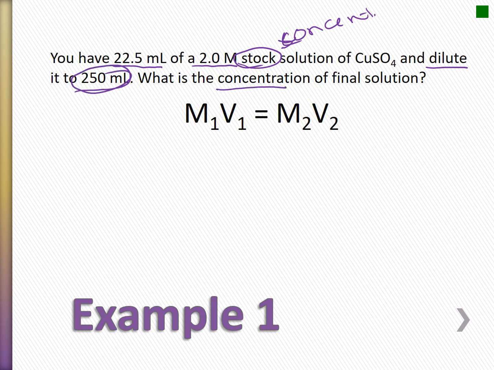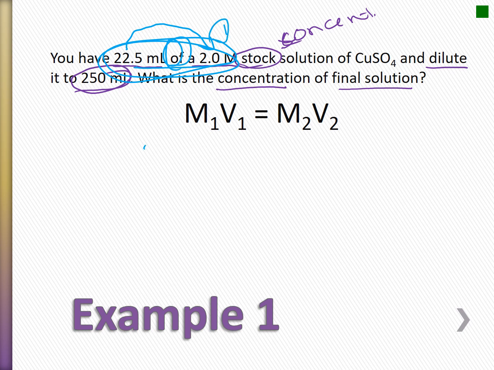What is the concentration of the final solution? Whenever you see this word "of" right here, that is possession. So what that means is you have 22.5 milliliters of 2 molar. Those are partners. Those go together. So I'm going to make these my ones.